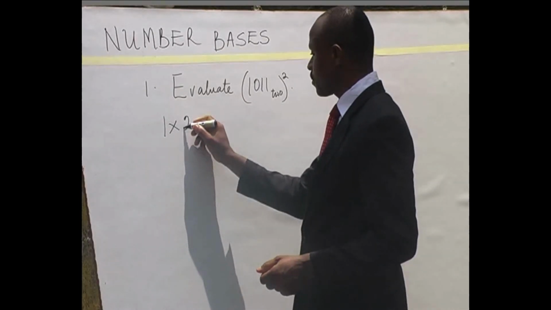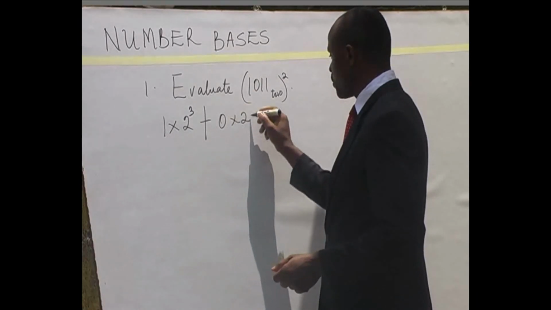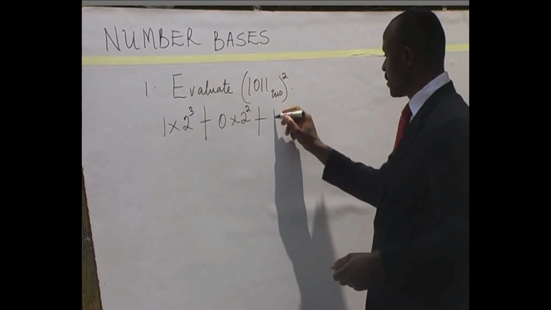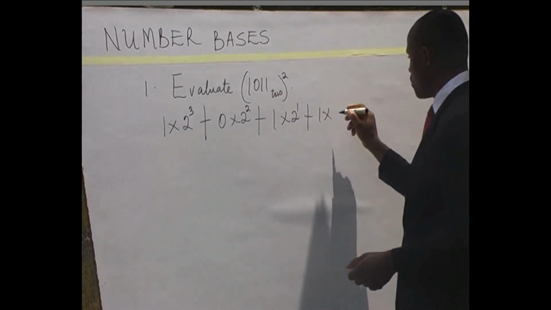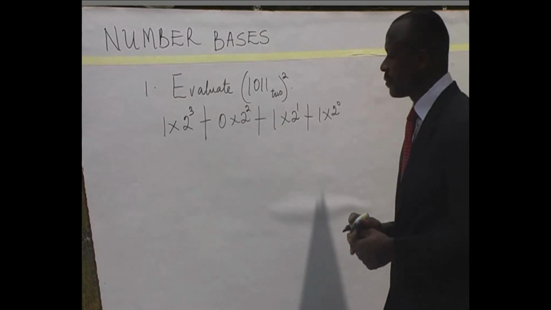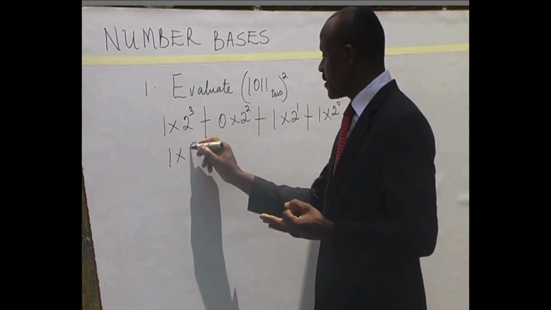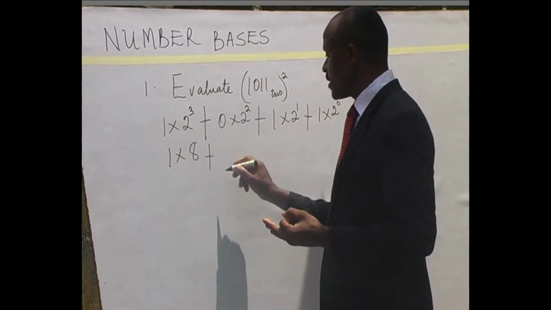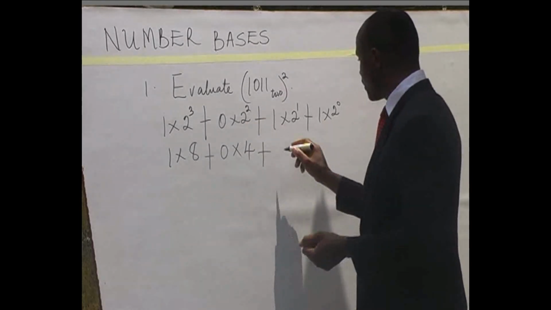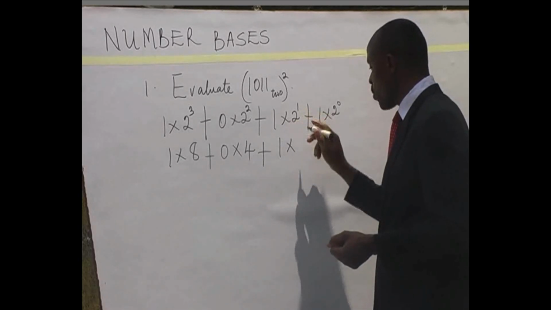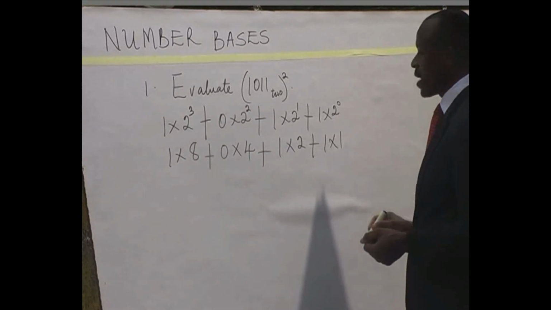1 times 2 exponent 3, plus 0 times 2 exponent 2, plus 1 times 2 exponent 1, plus the last one, 1 times 2 exponent 0. This is 1 times 2 times 2 is 4, times 2 is 8. That means 2 exponent 3 has the same value as 8. 0 times 2 squared is 4, plus 1 times 2 exponent 1 is 2, plus 1 times 2 exponent 0 is 1.